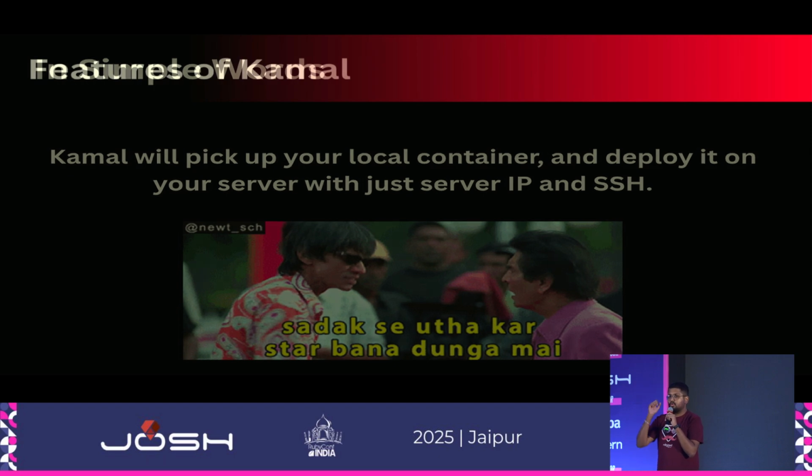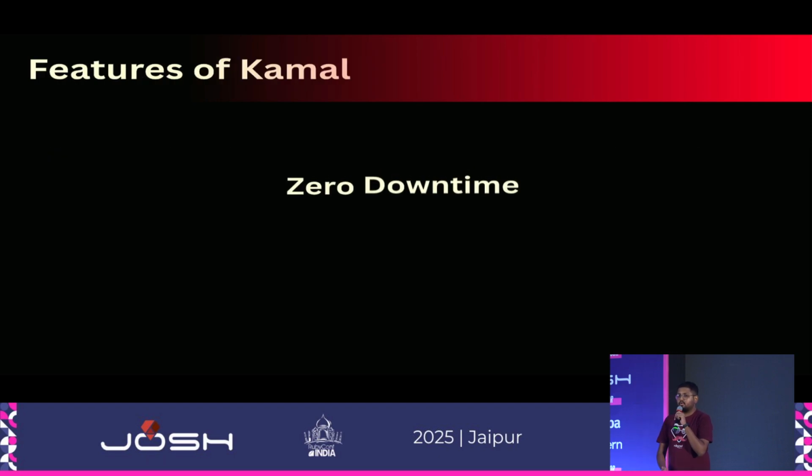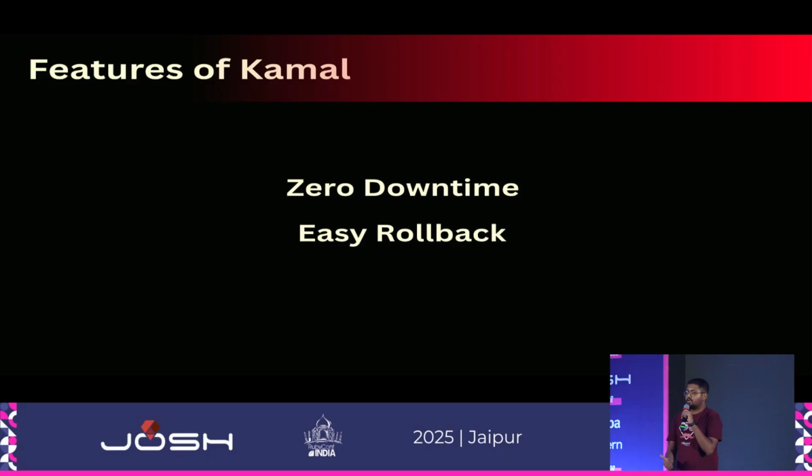Features of Kamal: zero downtime. What do I mean by zero downtime? Kamal does not stop your application entirely while getting a new release. It will make sure your new release is working on your server. Then only it will transfer the request from the old one to the new application. Another is easy rollback. You can easily roll back to any previous build you have deployed. So for example, an intern pushed the code by mistake. You don't need to shout at him. You can just roll back with a single command.